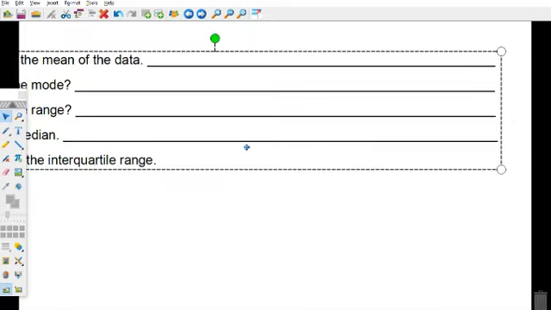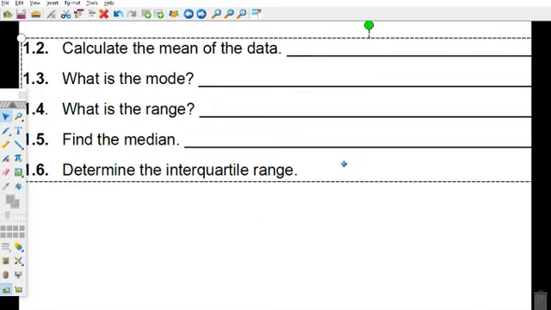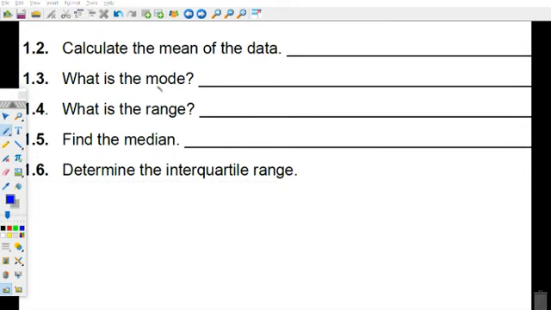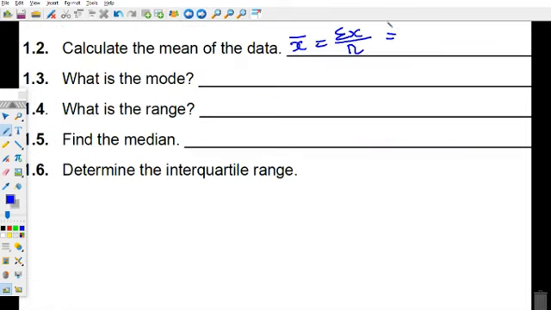Okay. So calculate the mean. Let me make it a bit bigger here so we can do some stuff. Calculate the mean of the data. Okay. So my average or my mean is equal to the sum of all my data points divided by my population, my n value. Okay. So quickly tell me what you get. What's all the things added together?